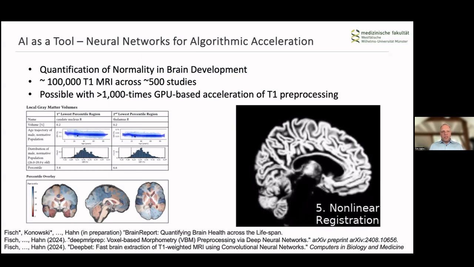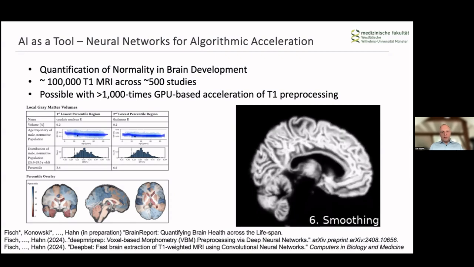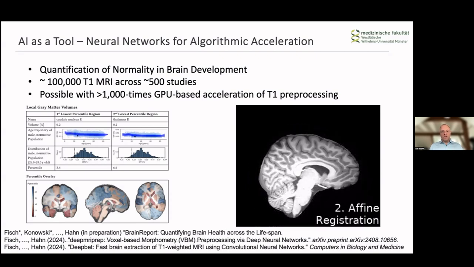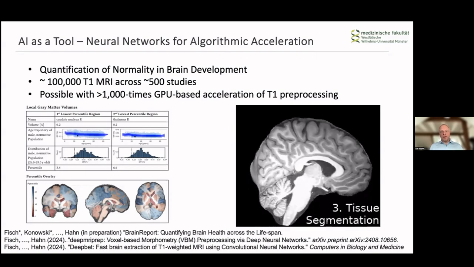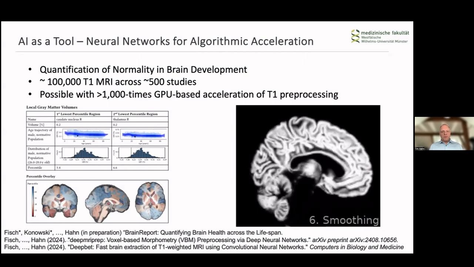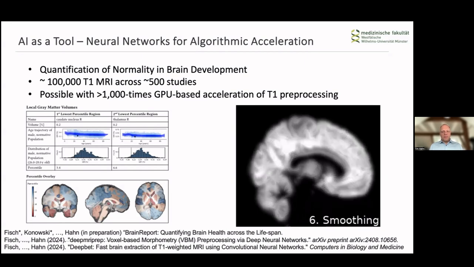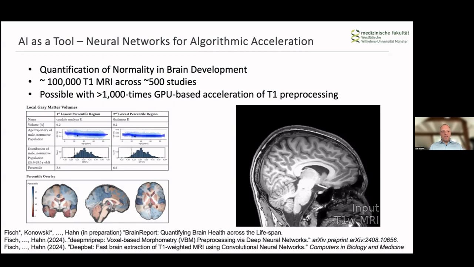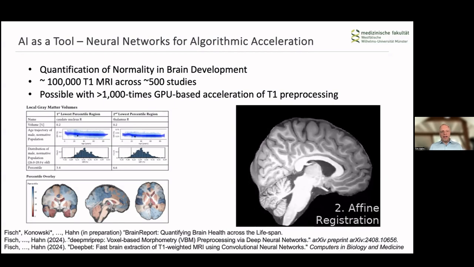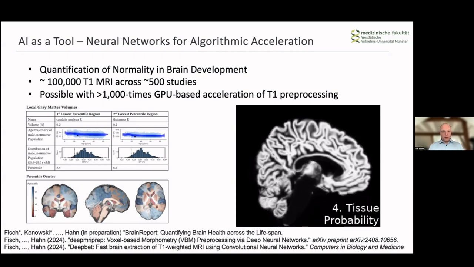And what you can see is if you now put in an image, the quality of the pre-processing is the same. There's hardly a way to distinguish whether this is coming out of a neural network or whether this has been pre-processed in the traditional way. Also, it's more than 1,000 times faster. And that means you can do it in less than a second and not in 20 to 30 minutes, which means that while the patient is in the scanner, we can determine these numbers.